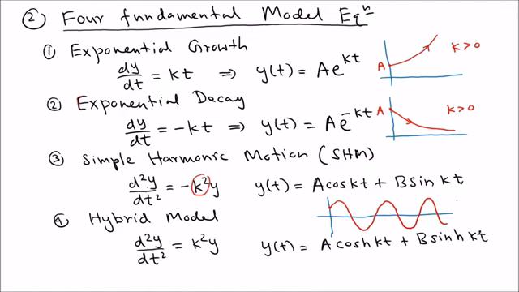Also, you can write this solution in a different way. I'm going to still use A and B, but those are not the same A and B, they are some other constants. So A e to the kt, plus B e to the negative kt. That's why we call it the hybrid model. This is the exponential growth model, and that's the exponential decay model. So you add the two and you get the hybrid model. So that's the hybrid model for when you have that difference equation. So those are the four fundamental model equations.